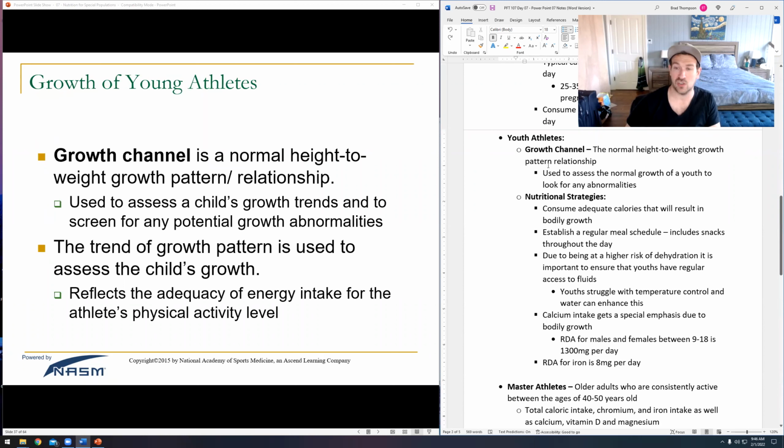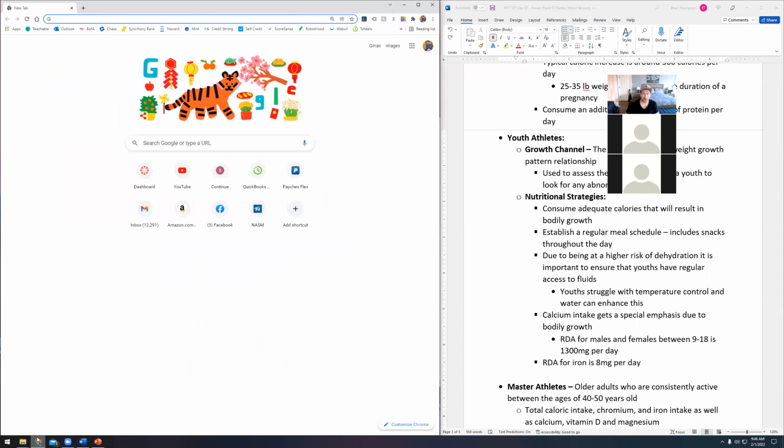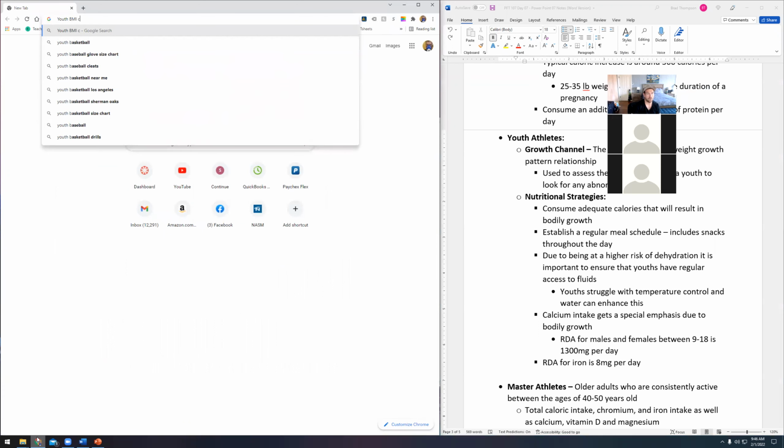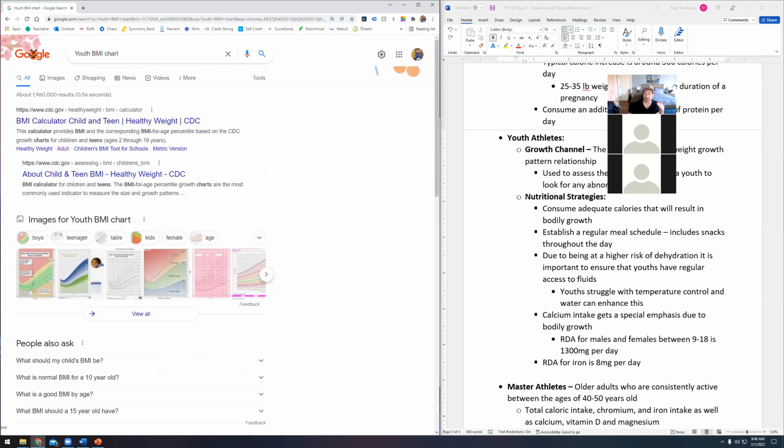But we are going to pay attention to their growth channel. So we look at a height to weight relationship. This might sound very similar to the body mass index, but we're also going to pay attention to age here, which is why we measure youth BMI. We still do weight in kilograms divided by height in meters squared for kids. It is identical for how we calculate the number. But what that number means is very different depending on the age.